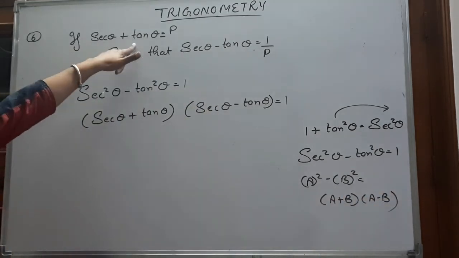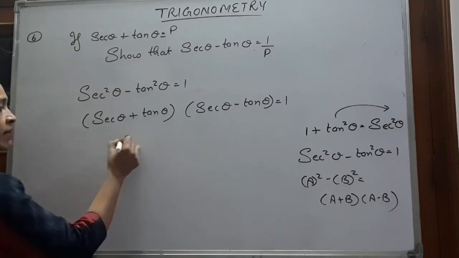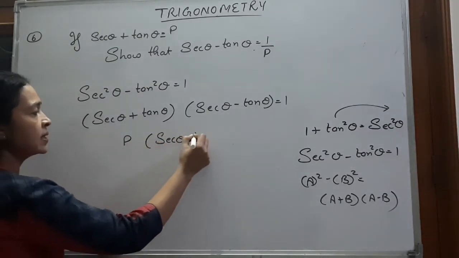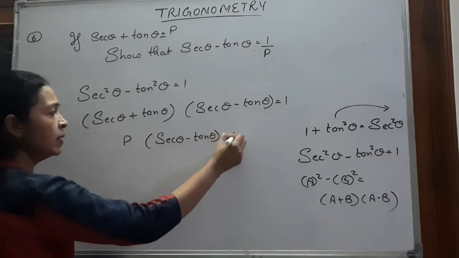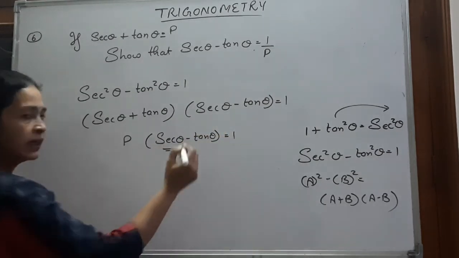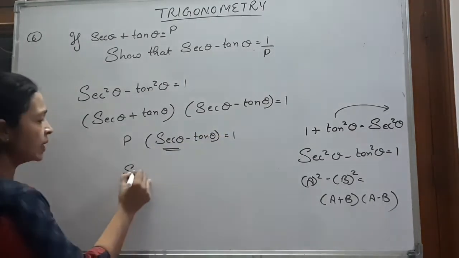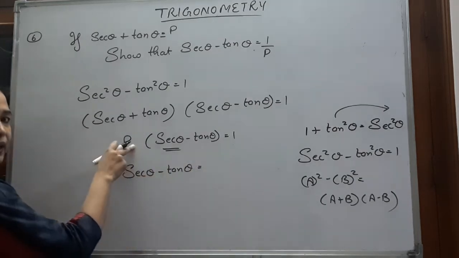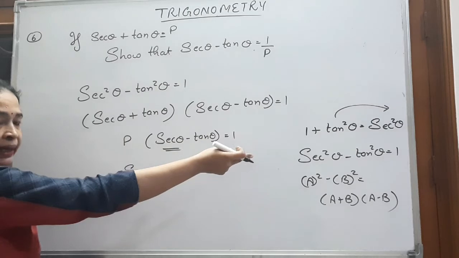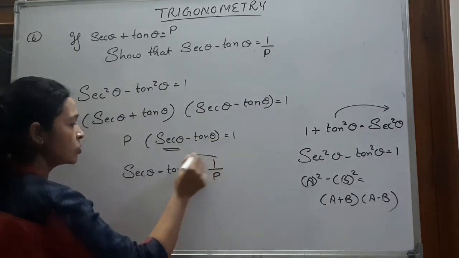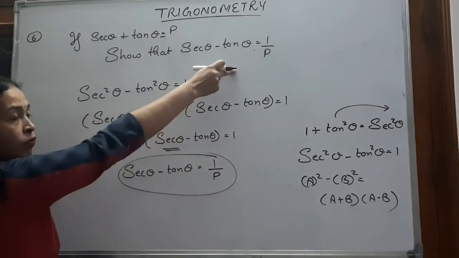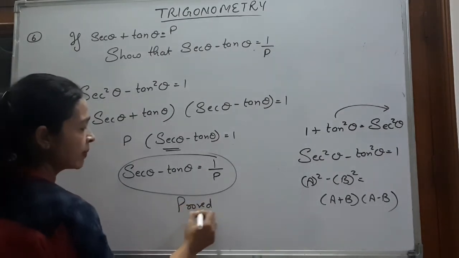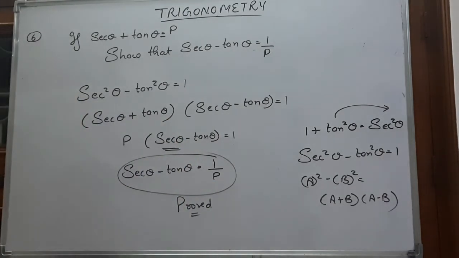Now sec theta plus tan theta is given equals to p. P into sec theta minus tan theta is equals to 1. What we have to find? We have to find the value of sec theta minus tan theta. So sec theta minus tan theta will be equals to 1 by p. p is multiplied here; if we take it on the right hand side, it will be divided. So this is the value of sec theta minus tan theta which we have to prove. So we have proved our answer.